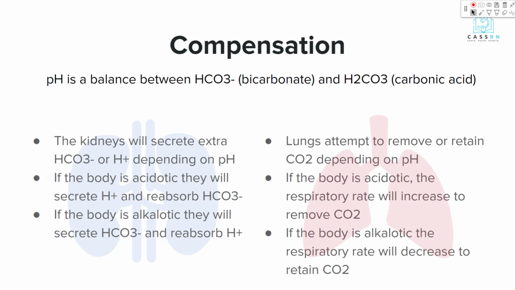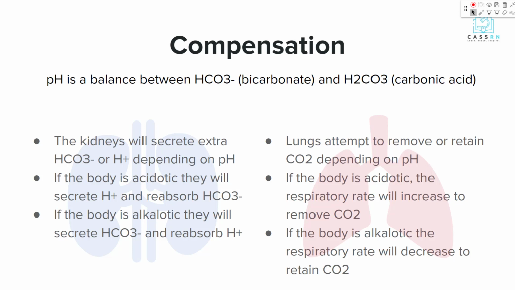Now, compensation. The body has lots of compensation mechanisms where it will do its best to overcome what's going on and self-regulate. It likes to be in that state of homeostasis. So inside metabolic and respiratory acidosis and alkalosis, you're going to have compensation mechanisms. So it's important to understand that one body system will try to compensate for the other.